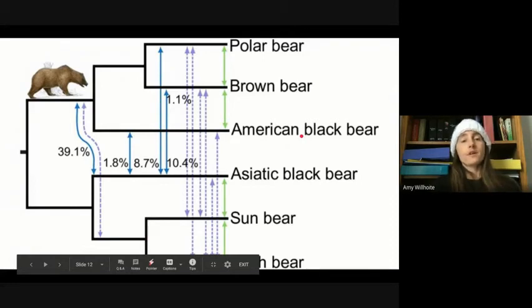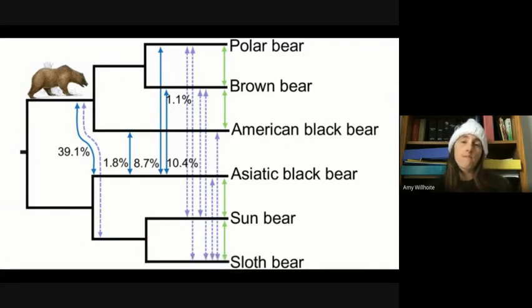Let's see. There's nothing else exciting about this. Polar bear and brown bear, sister species. They're both closely related to the American black bear, but they're more closely related to each other, polar and brown. So brown is a grizzly bear, by the way. Okay. Is everyone able to read this okay?